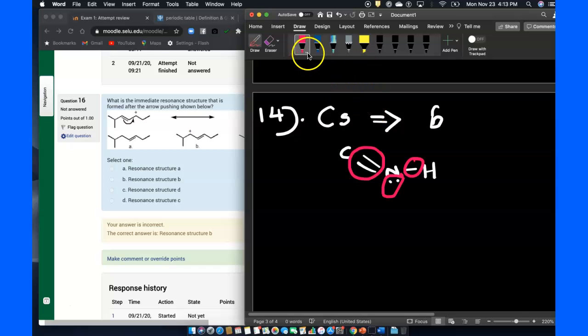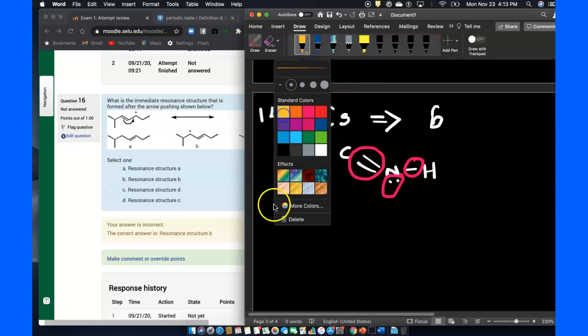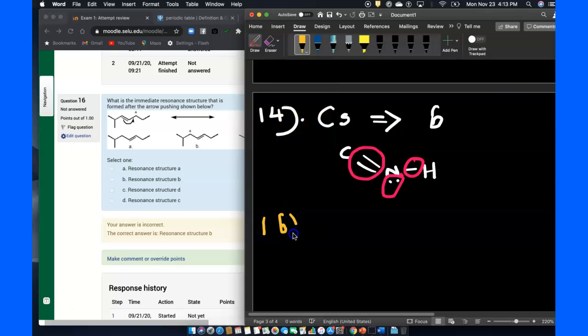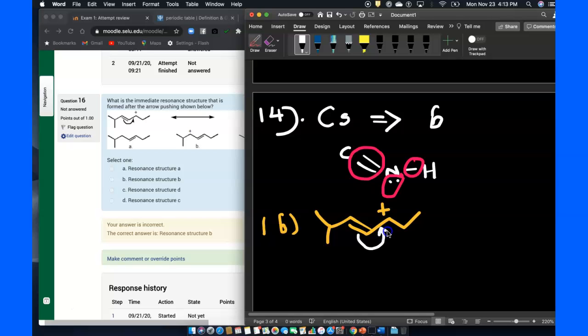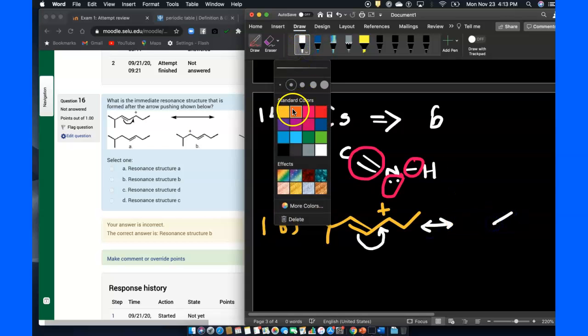Okay, next is a resonance question. Question 16 is resonance, so we're going to just push the 2 electrons from the pi bond towards the area where there is less electron density, and that's evidenced by the presence of a positive charge. You push the electrons towards the positive charge because electrons are negatively charged. Opposite charges attract. So that's how you can quickly predict the resonance product.